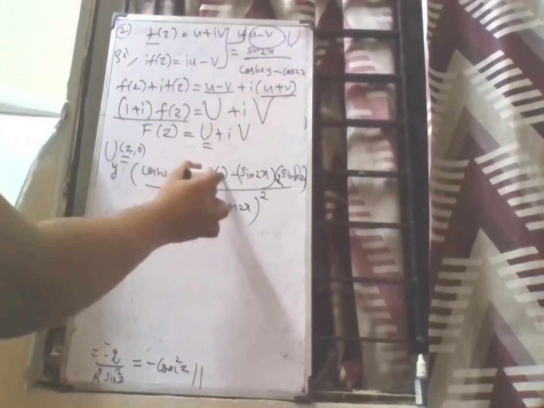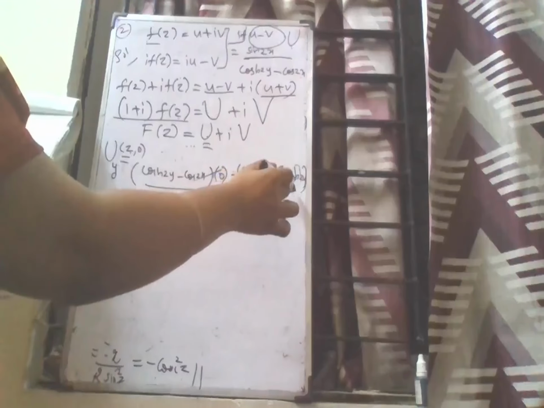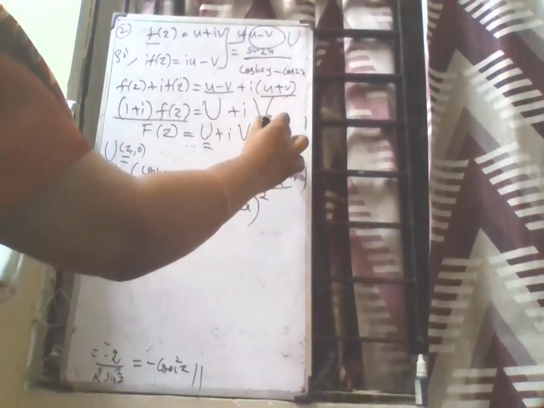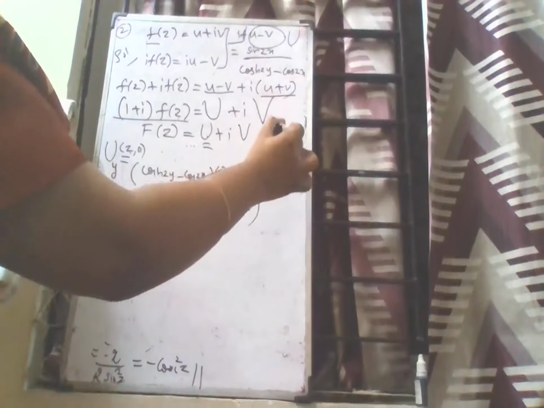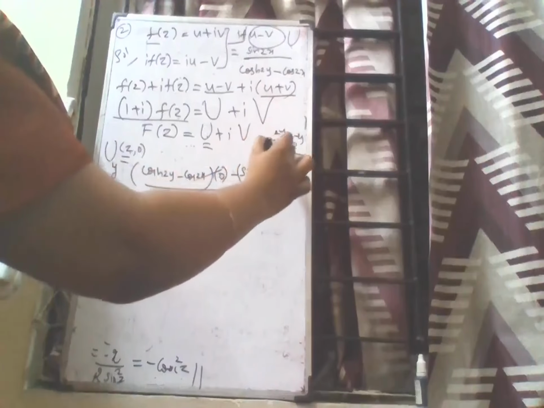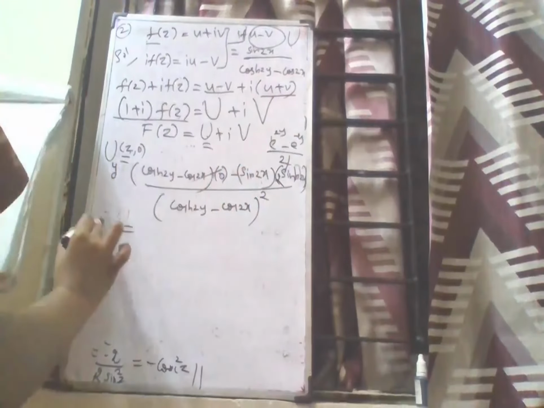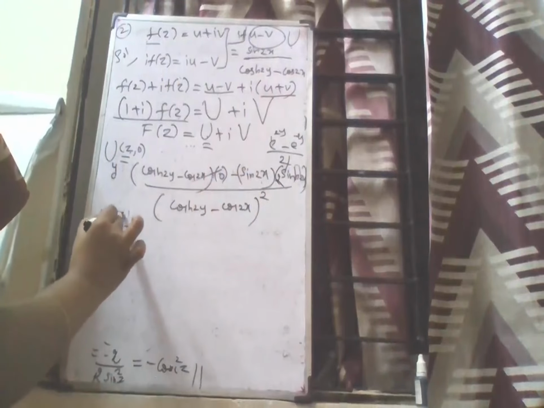I think 0 into anything is 0, so cancel this. Coming to the side, minus sin 2x, sin h 2y. So sin 2z will exist, of course. What about this one? 2 sin h 2y. This is nothing but, you remember the formula for the sine hyperbolic function, e power 2y minus e power minus 2y by 2, of course. So 1 minus 1 is obviously 0. So uy will become 0.